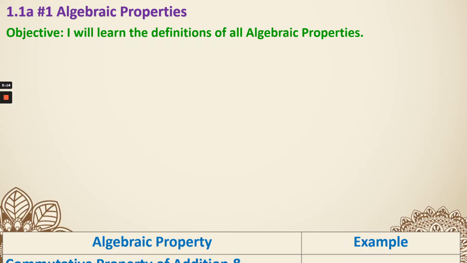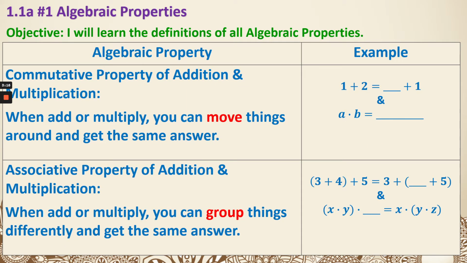Moving on. 2 more. Commutative property of addition and multiplication. When you add or multiply, you can move things around and get the same answer. Commutative comes from the word commute, which basically means travel from one place to another. In the future, your coworker may ask you in the morning, hey, how was your morning commute? That just means how was your drive from your house to work. And commutative here means the same thing, move around.